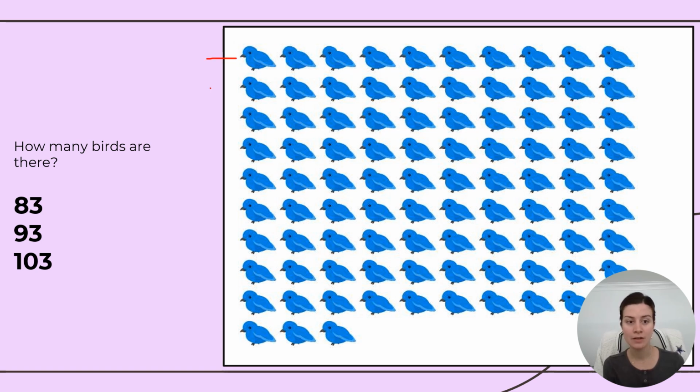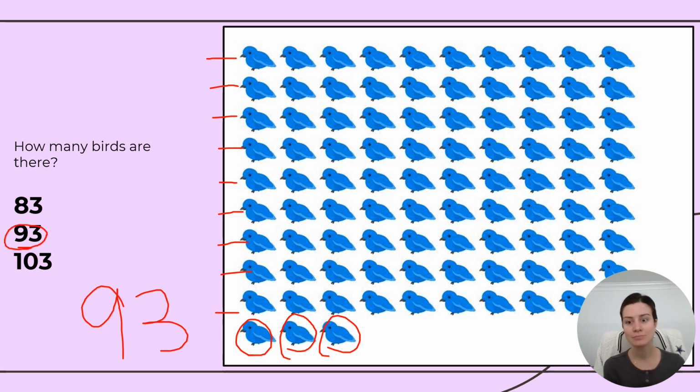1 ten, 2 tens, 3 tens, 4 tens, 5 tens, 6 tens, 7 tens, 8 tens, 9 tens, and then what's left over? 1 one, 2 ones, 3 ones. I have 9 tens and 3 ones. I read that as 93. Guys, that was so easy, right?